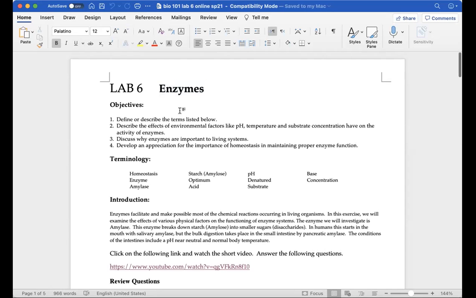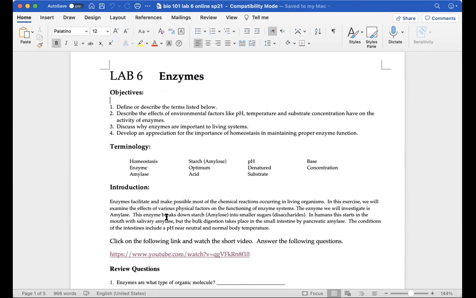And I'm going to take you through a little introduction that's on your worksheet, and then I'll take you through what you'll be doing. So enzymes are important. We've talked a little bit about enzymes in lecture. They facilitate and make possible most of the chemical reactions occurring in all living systems. So they help chemical reactions go more quickly.